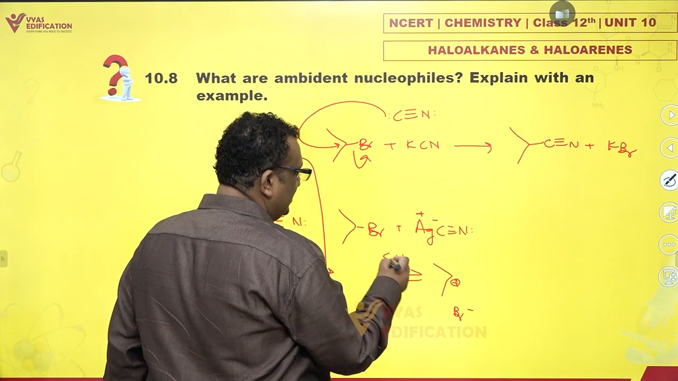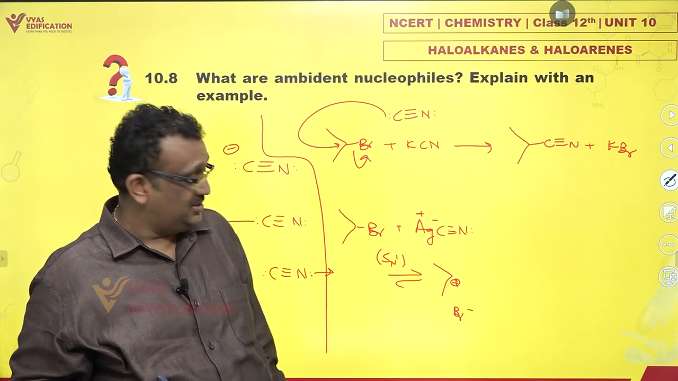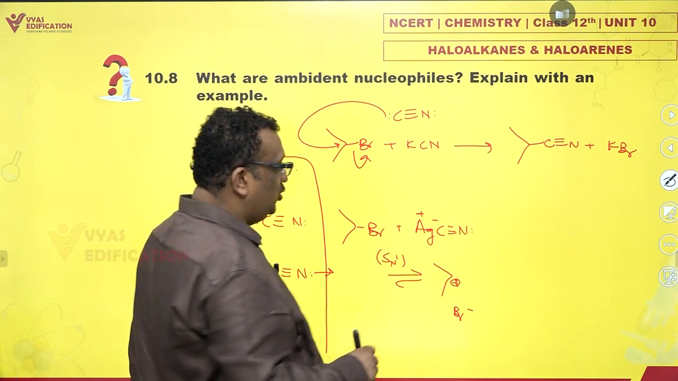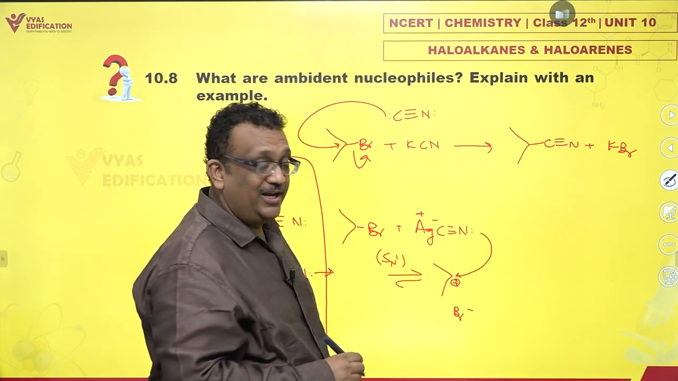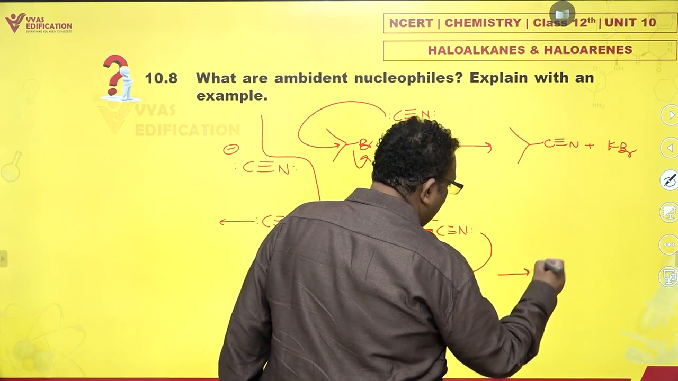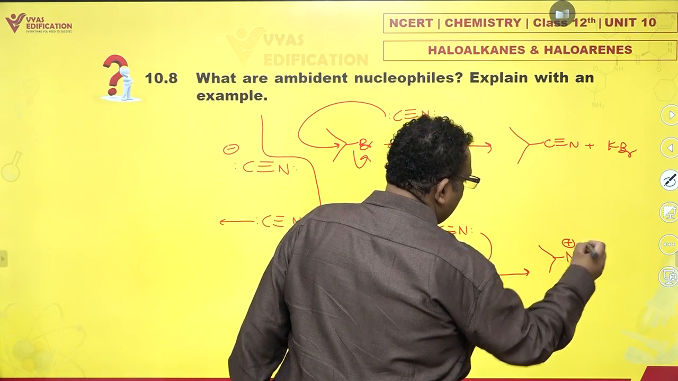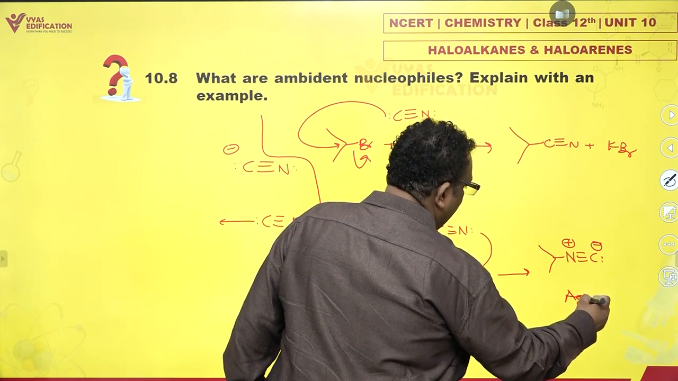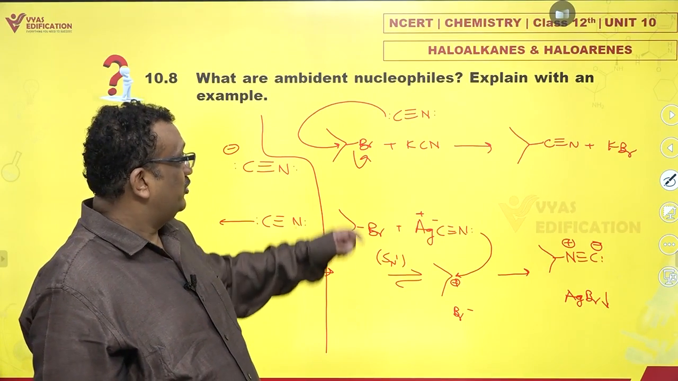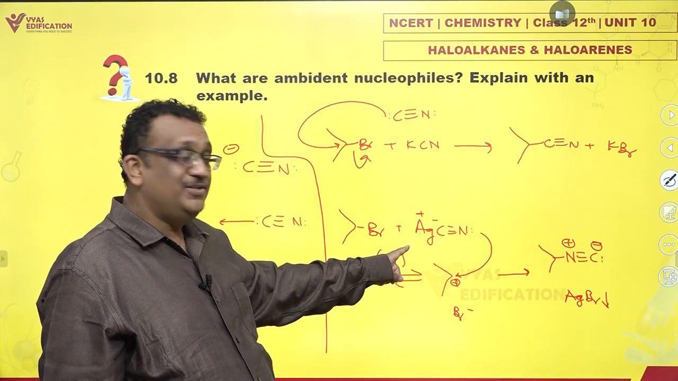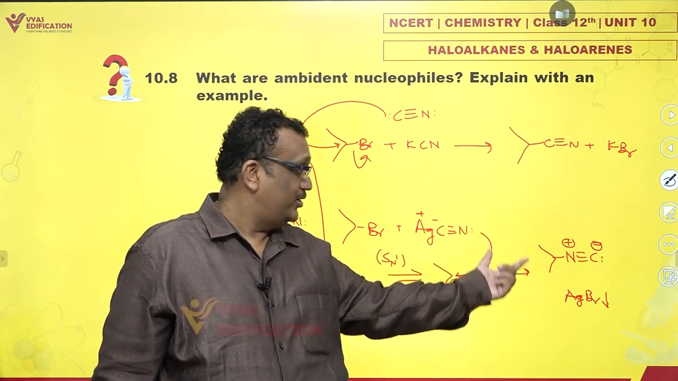by SN1 mechanism. I repeat, you don't have to know the mechanism, you don't have to write the mechanism, it is not asked. But in case this happens, you would find that now this nitrogen can donate the lone pair, it can get itself attached, and you would get an isocyanide like this. Wow. And I get a precipitate, nice, happy, lovely precipitate of AgBr. So with KCN and AgCN, I get different products. I get cyanide or isocyanide.